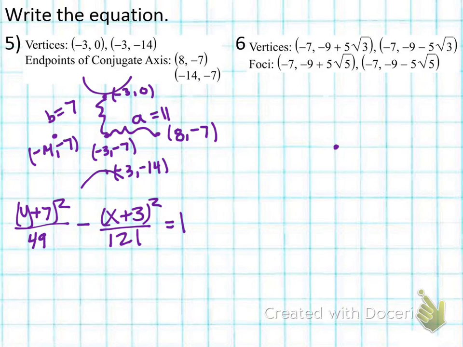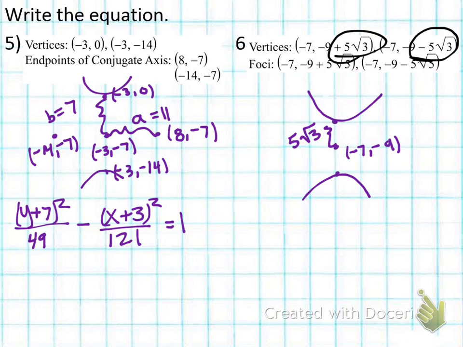I'm going to start with -7, -9 here. And then I'm going to think, okay, if I go up and down, I'm going to have my vertices. And I went up and down by this extra 5 root 3 here. Up 5 root 3, down 5 root 3. Okay? And then I'm thinking, okay, the foci I know have got to be, that value is going to be b. And then I know the foci are inside of the curve. And in order to get them from -7, -9, I went up 5 root 5 and I went down 5 root 5. So my c value here is just going to be 5 root 5 from the center to focus point.